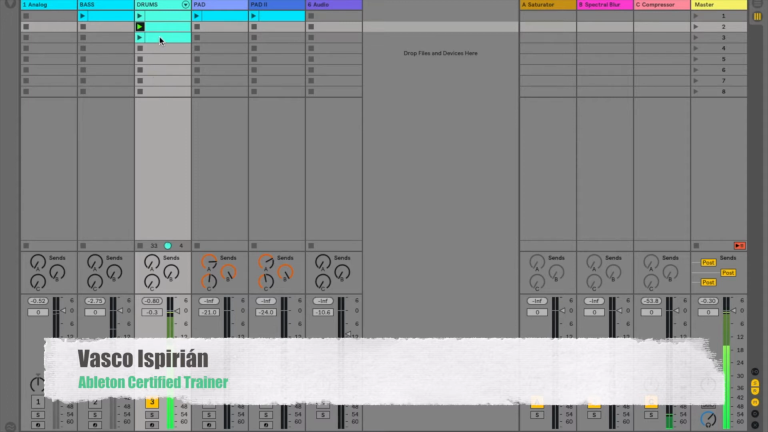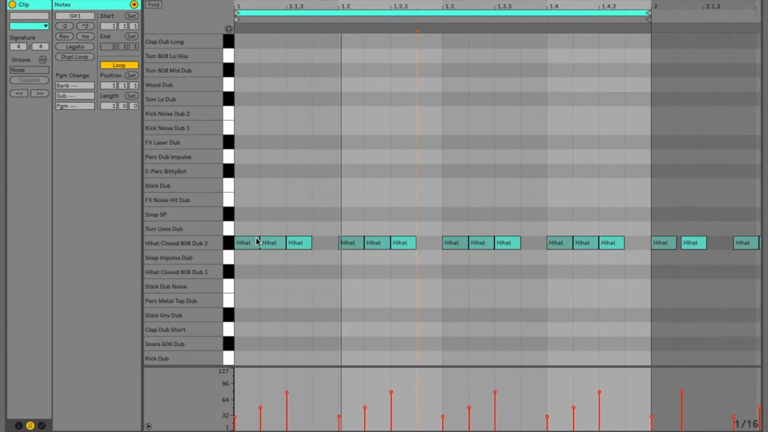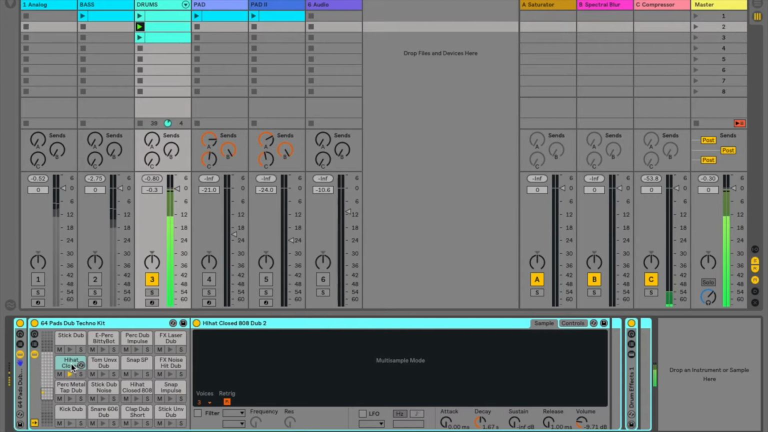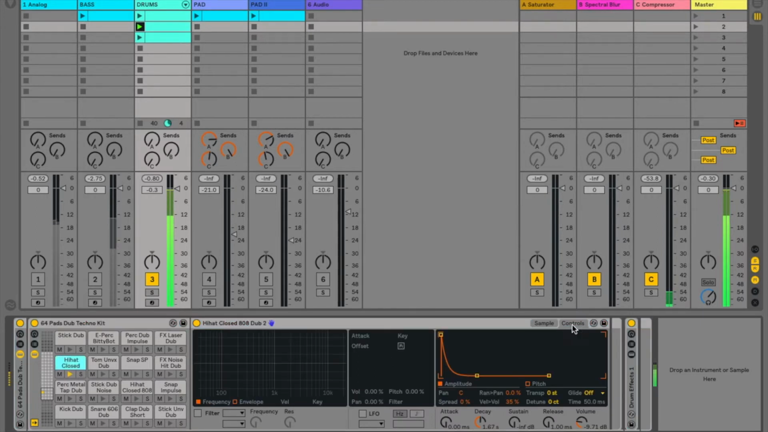Today I'm going to talk about velocity, which is a powerful tool and usually underrated. It's part of the MIDI protocol and is the force with which a note is played. I'm playing this simple hi-hat pattern with some velocity variations. It's usually mapped to the volume, so the harder we play, the louder it sounds. But let's map it to the frequency, so it doesn't change only the volume but also the pitch. In this way we can humanize our patterns, so they don't sound so mechanical.